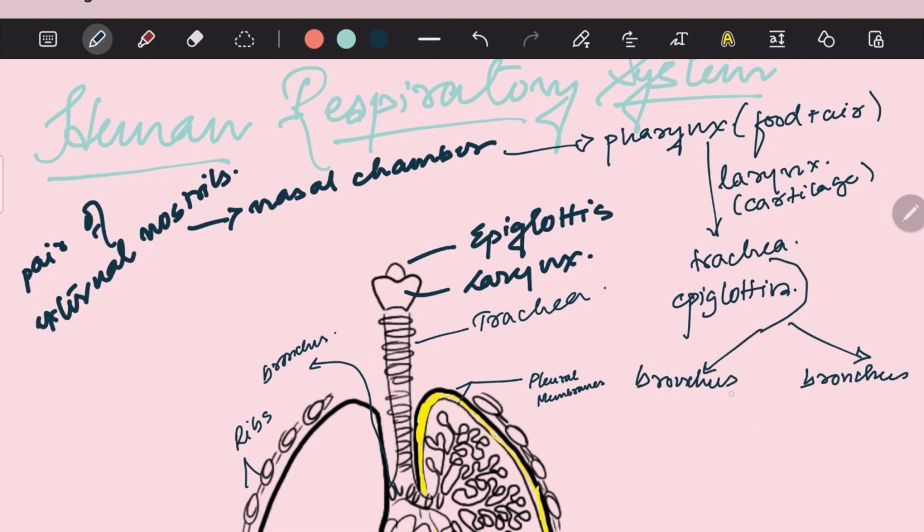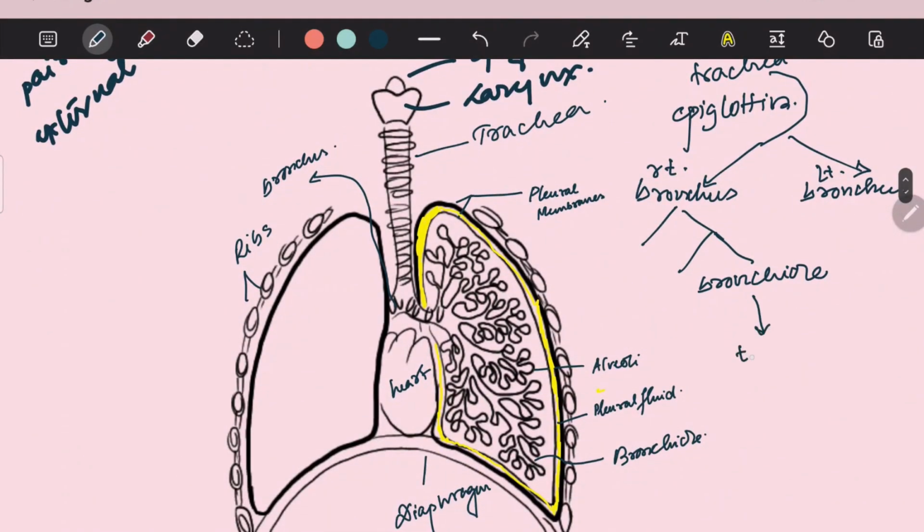The right primary bronchus and the left primary bronchus. These primary bronchi divide into secondary bronchi, which again divide into tertiary bronchi. Now, each tertiary bronchus divides into bronchioles, which again divide into terminal bronchioles.